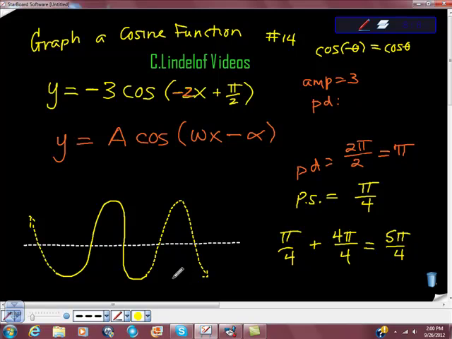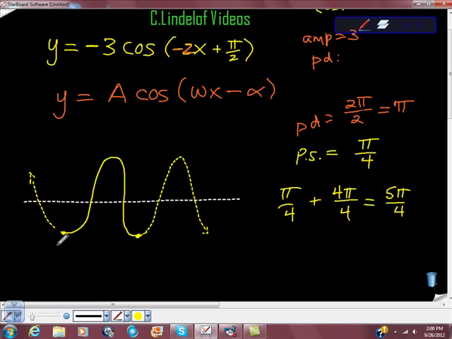So I'm trying to mark my phase shift. What is this point right here? And what is this point right here? Oh, I see why she said negative pi fourths, but I didn't do it that way. This is just pi fourths, negative 3. And this is 5 pi fourths, negative 3. And what's this value right here? How do we find this? What's the relationship between these 3 points?